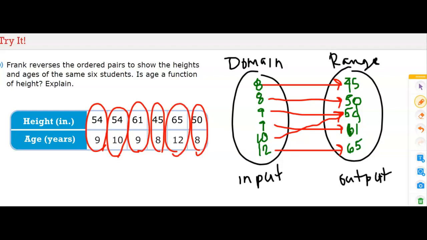So now that we see how they all relate, age would not be a function because we have two of them going to the same output. So that would not make this a function, the age a function of the height.